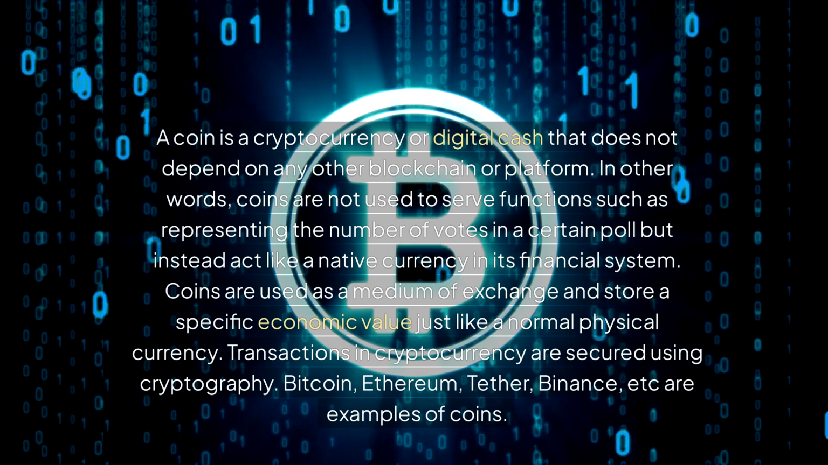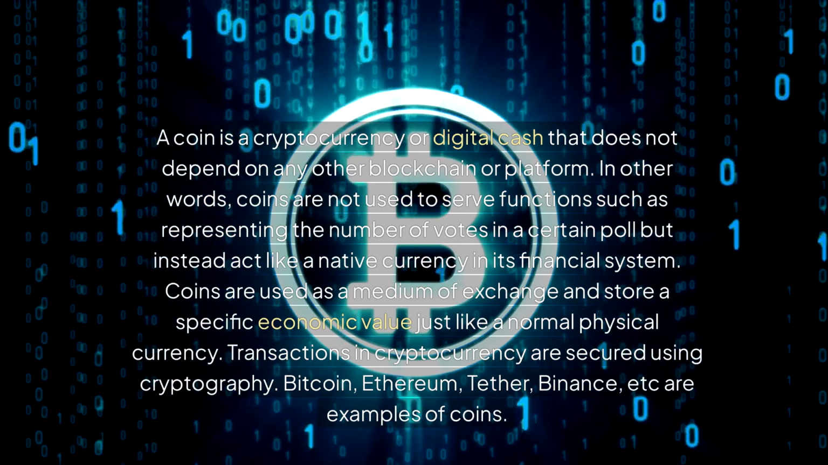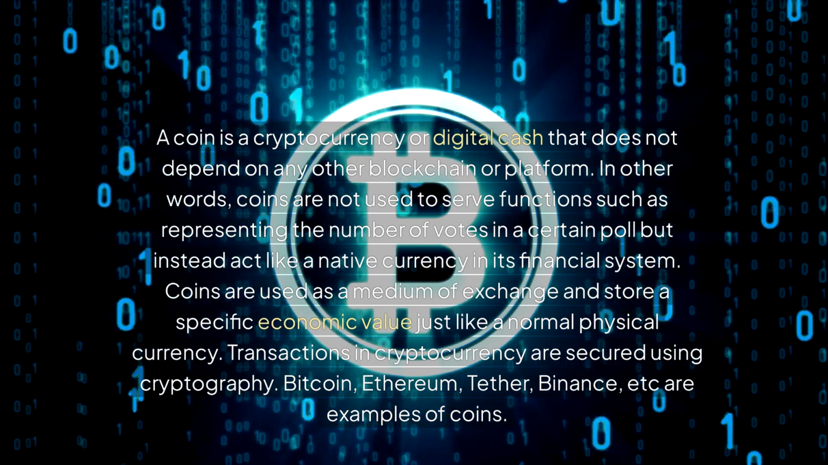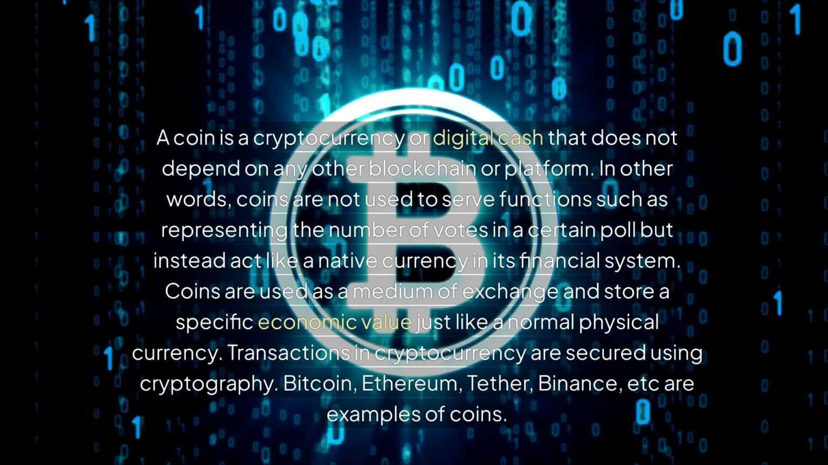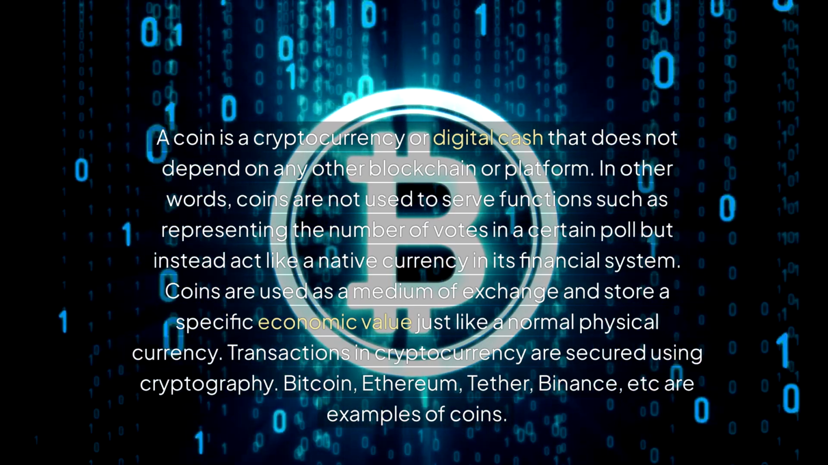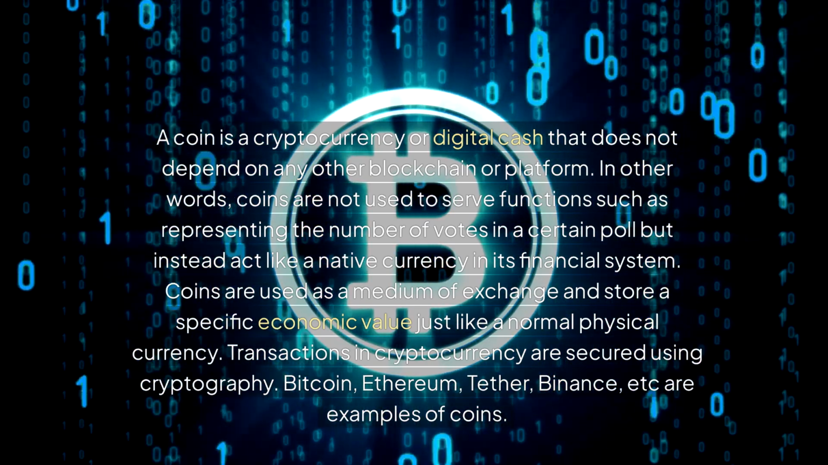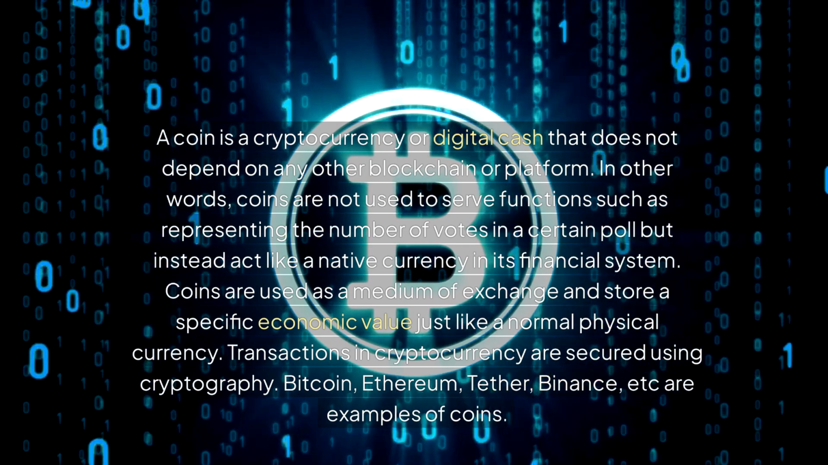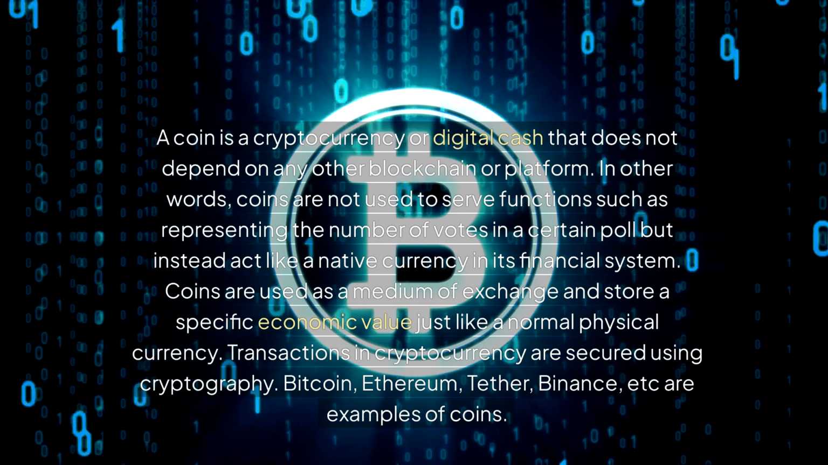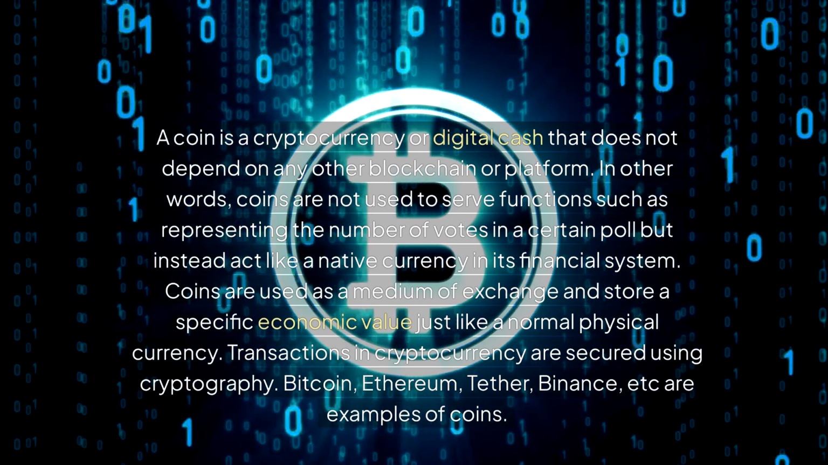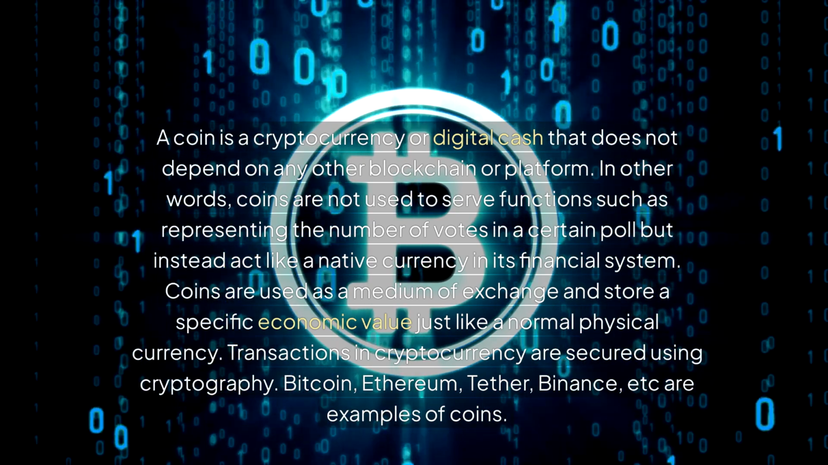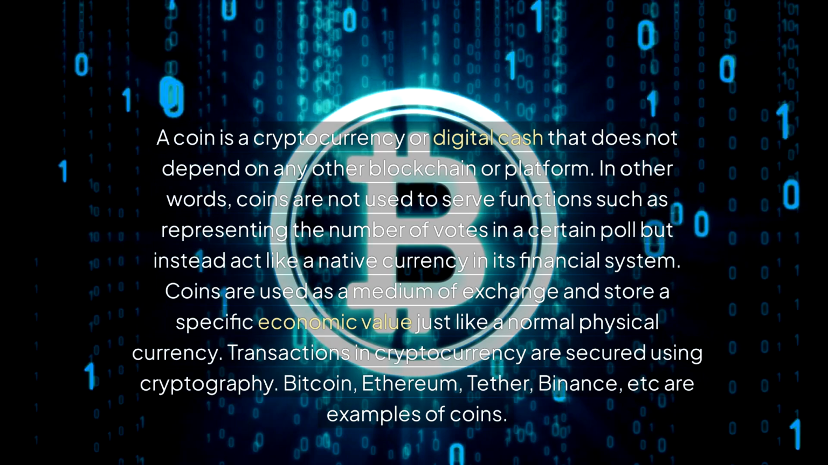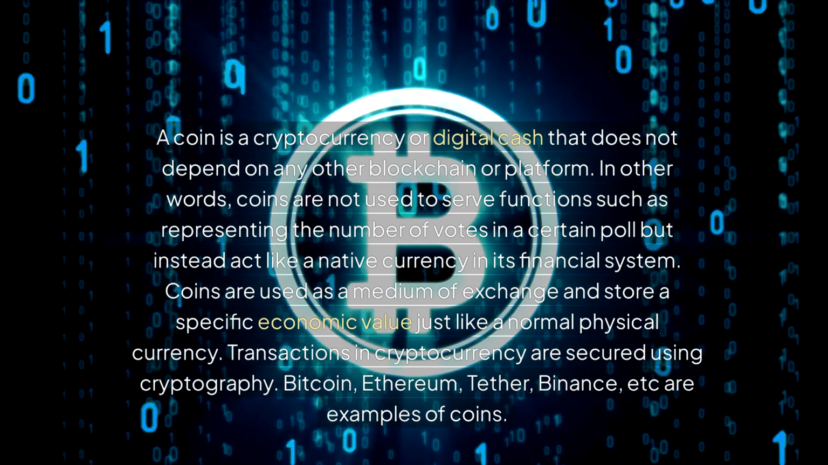Coin. A coin is a cryptocurrency or digital cash that does not depend on any other blockchain or platform. In other words, coins are not used to serve functions such as representing the number of votes in a certain poll, but instead act like a native currency in its financial system. Coins are used as a medium of exchange and store a specific economic value, just like a normal physical currency. Transactions in cryptocurrency are secured using cryptography. Bitcoin, Ethereum, Tether, Binance, etc.